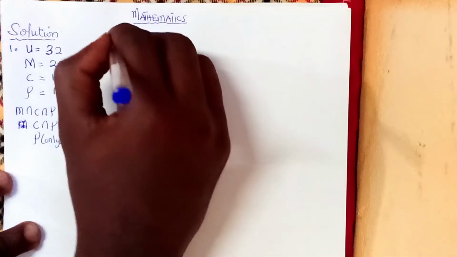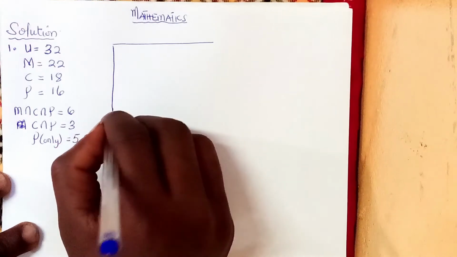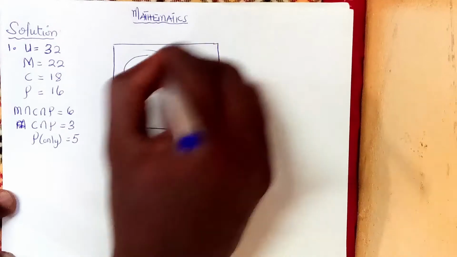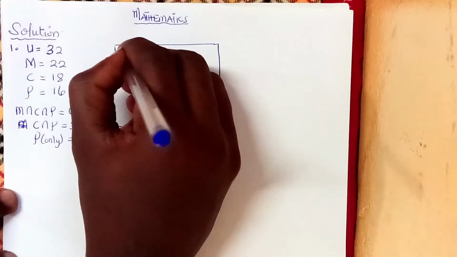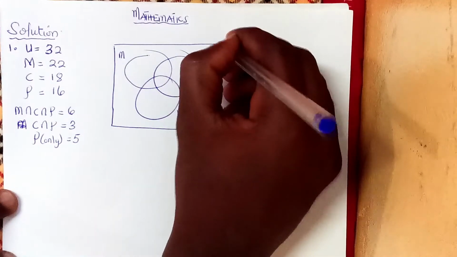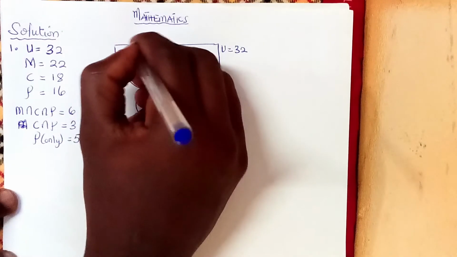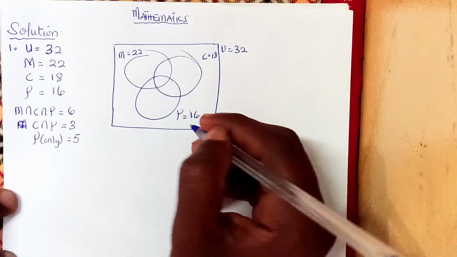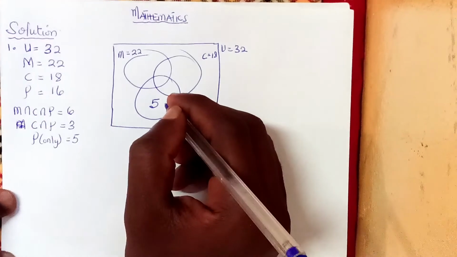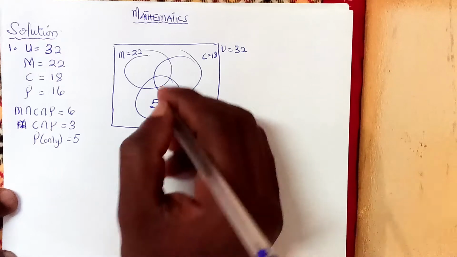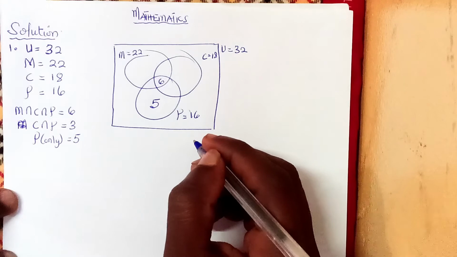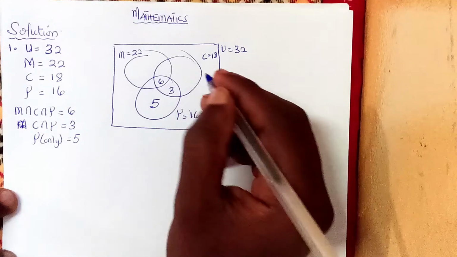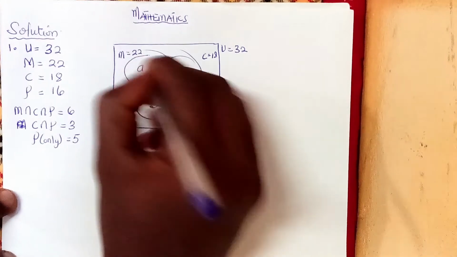Therefore, there are 1, 2, and 3 sets: mathematics, chemistry, and physics, within the universal set 32. Mathematics 22, chemistry 18, and that of our physics is 16. Physics only is 5. All the 3 subjects, that's the intersection of mathematics, chemistry, and physics, is 6. And chemistry intersection physics, that's this portion, is 3. The rest of the sites are not given, so we name them how we want. I choose to name them A, B, and C.